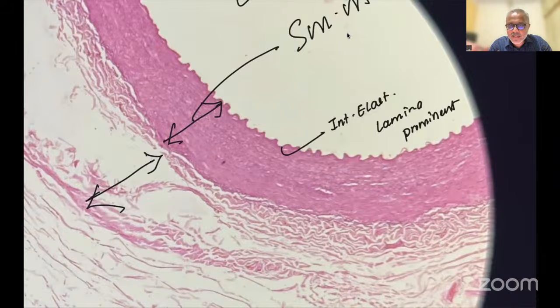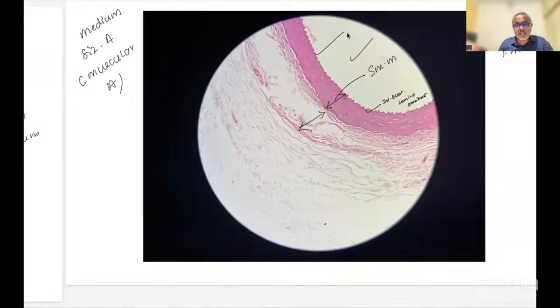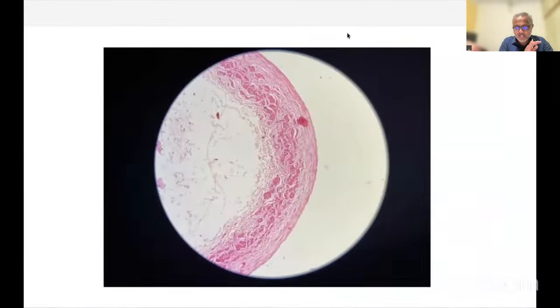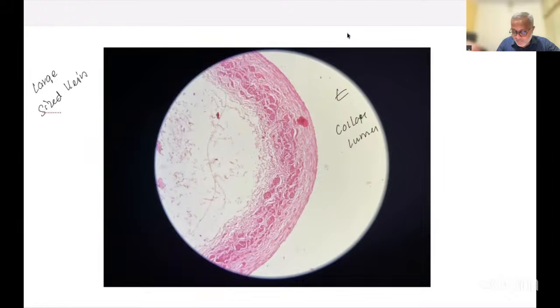Are we clear with this? This is regarding the structure of medium sized artery or muscular artery. Done? Right. Then the third slide of blood vessel is this. Now what is this? This is a large sized vein. Now, how do we identify this slide? Remember, the large sized vein will have a collapsed lumen. So this is the lumen. Then again, we have tunica intima. Then this is the tunica media.